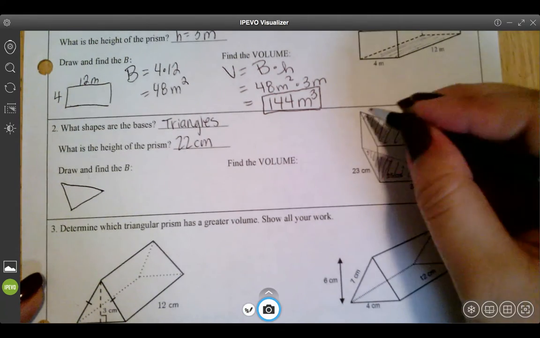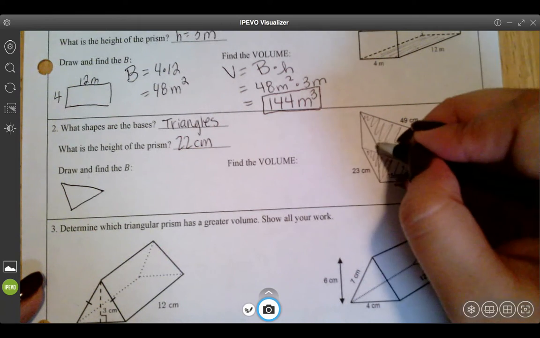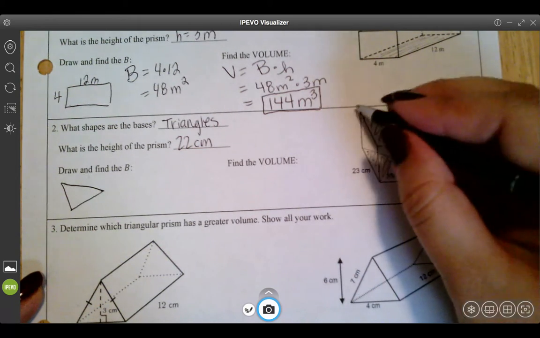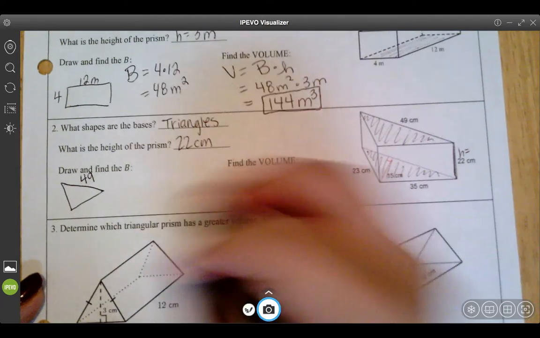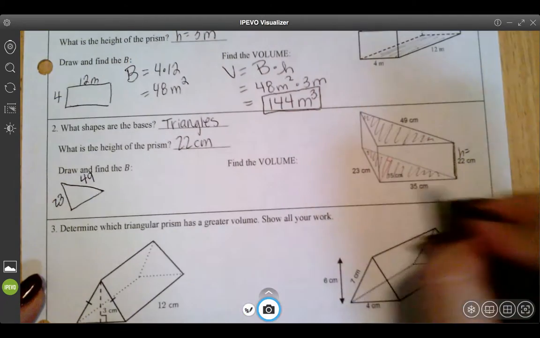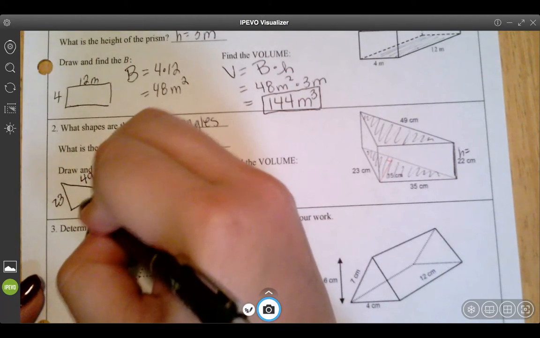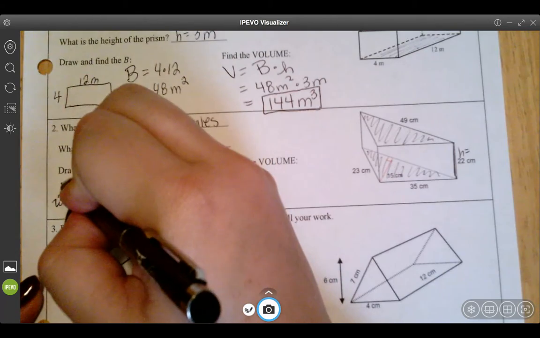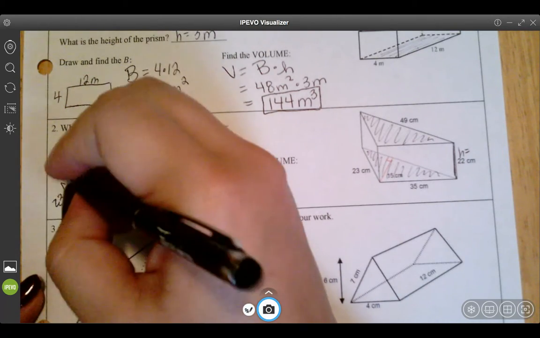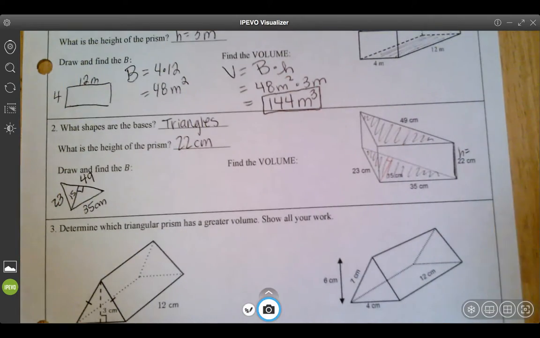So this long leg, don't call it a hypotenuse because this does not have a right angle here. So the long leg is 49. Our left leg is 23, and the right leg is 35. They're all centimeters. But we also have the altitude of this triangle, which is 15 centimeters.